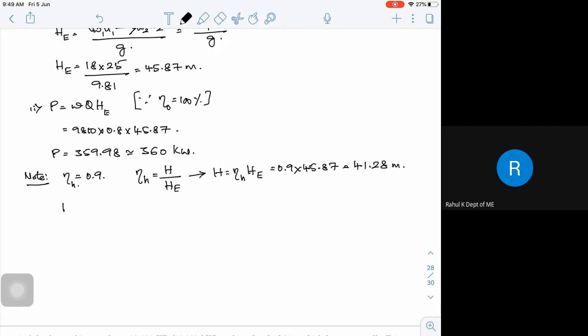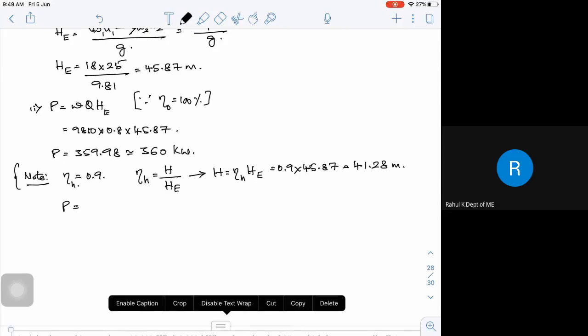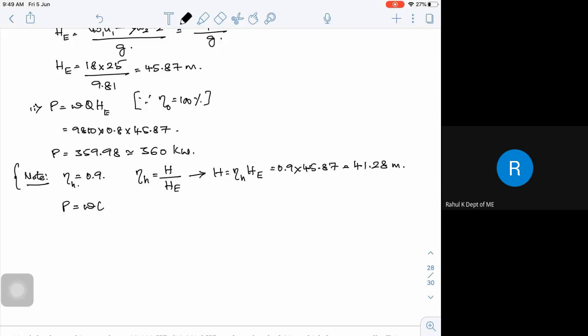So in that case, the power will be omega QH. Omega QH, even though I'm assuming overall efficiency to be 100%. So that will be equal to 9810 into 0.8 into 41.28. My power will be a lower number, this will be around 324 kilowatts.